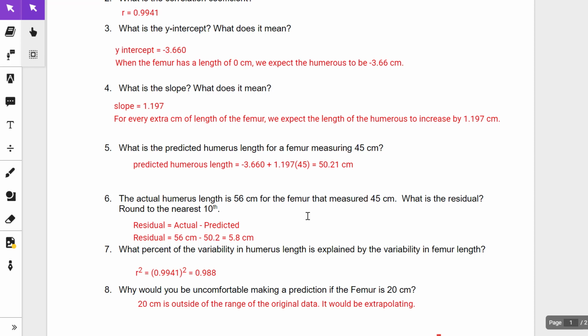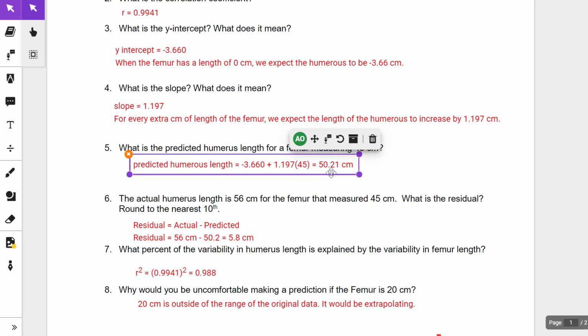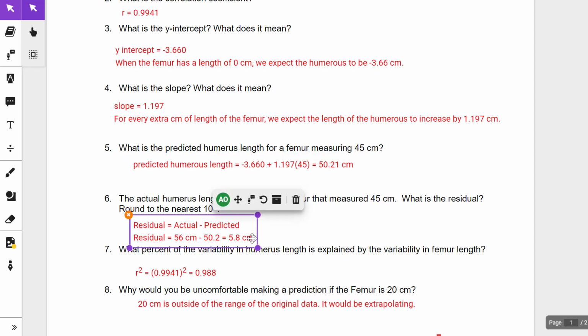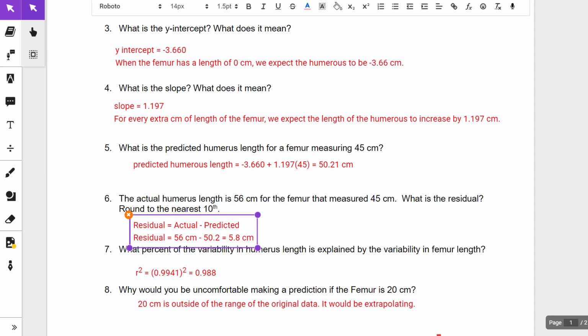What is the residual? The residual is the amount either over or under predicted. If we put in the actual here, you take the actual minus the predicted. It's always in this order. The actual is 56 minus what we predicted, which I'll say is 50.2, so 5.8 centimeters. One thing we might ask you is, did we over or under predict? Our prediction was 50.2, but the actual was 56, so we under predicted.